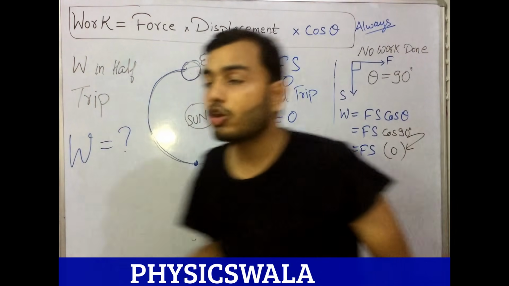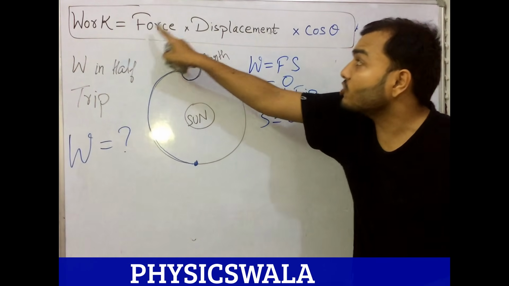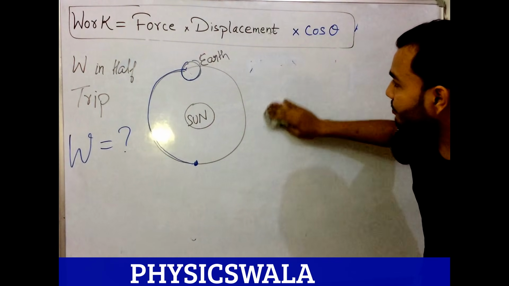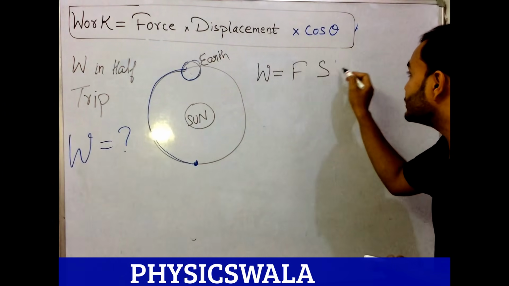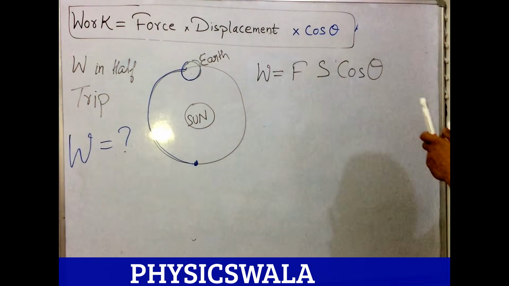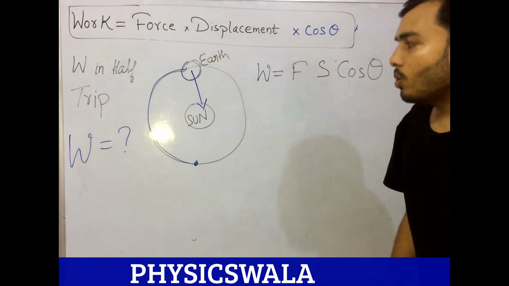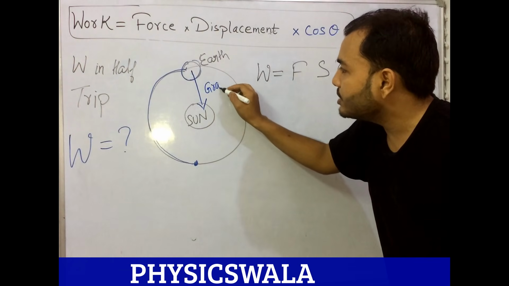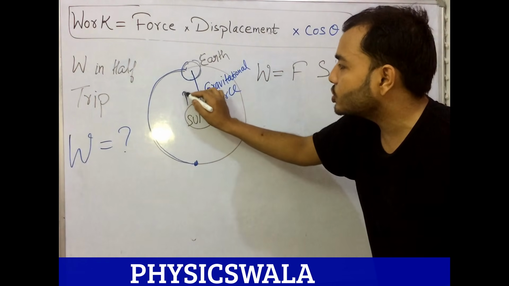What is the original concept? The original concept is that the formula of work is force into displacement into cos theta. We shouldn't miss this. So let us write the correct formula: work is equal to force into displacement into cos theta. Now you see, Earth is attracted by the Sun like this, because the Sun pulls Earth towards itself due to gravitational force. This is the direction of the gravitational force.